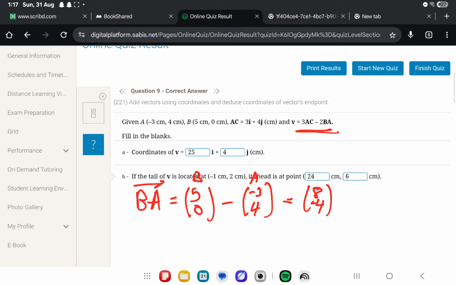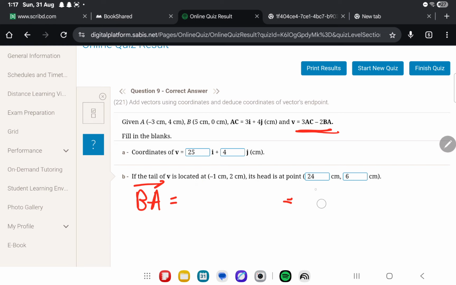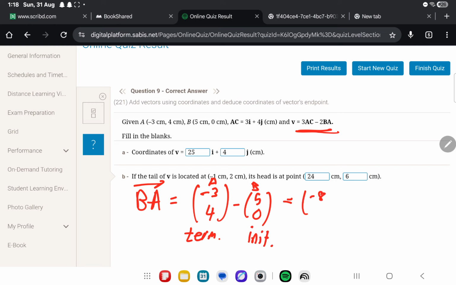This doesn't really make sense though, because B to A means you're going back 8. Yes, I flipped it. That's right, I flipped it. Okay, my bad. I'm a bit sick today, so I'm not focused. So it's going to be (3, 4) minus (5, 0). This is A, this is B, because remember it's terminal minus initial. So it's going to be (-8, 4). This is vector BA.